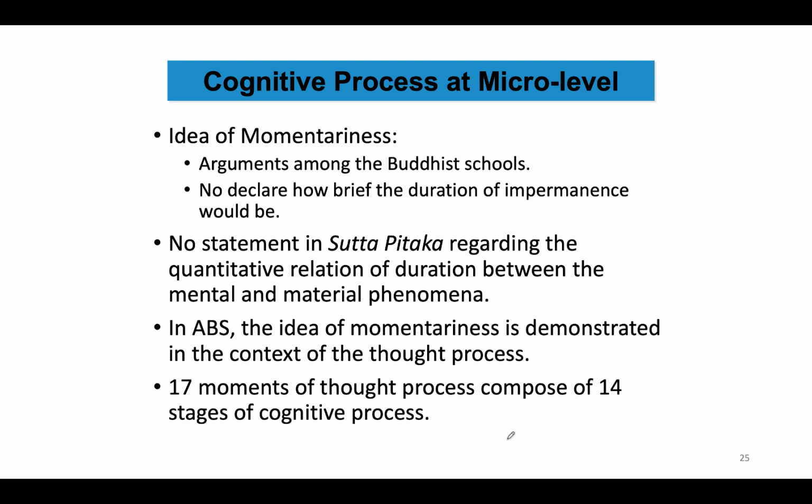In Abhidhamma Sangaha, the idea of momentariness is demonstrated in the context of thought process. In Abhidhammata Sangaha, 17 moments of thought process are composed of 14 stages of cognitive process. This time, I briefly introduce 17 moments of thought process for 14 stages of cognitive process. Studying cognitive process at micro level is complicated, and you might study this topic later when we have more free time.